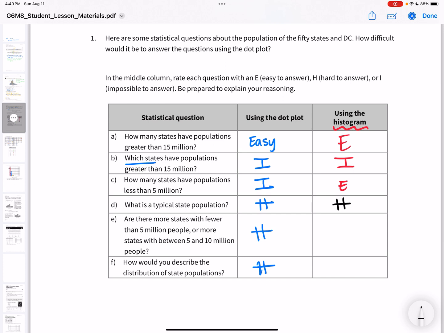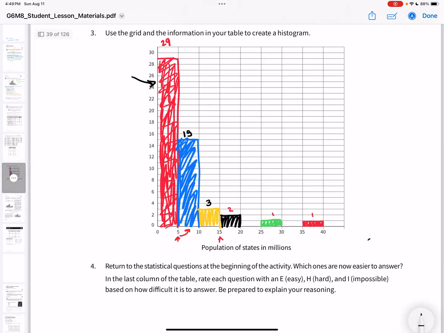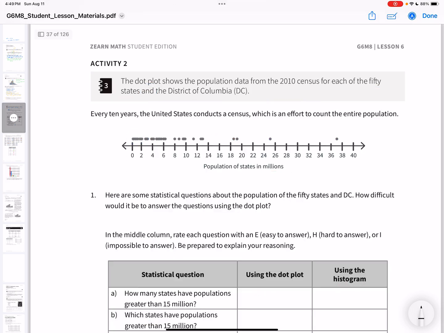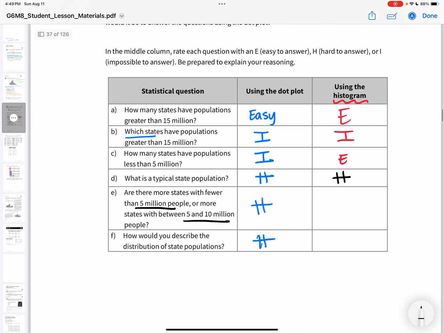E, are there more states with fewer than 5 million people or more states with between 5 and 10 million people? Using the histogram, so less than 5 million people or between 5 and 10. Look, this is less than 5 million people, and this is between 5 and 10. So we know 29 states have less than 5 million, and 15 have 5 to 10. So I gotta say that's easy.